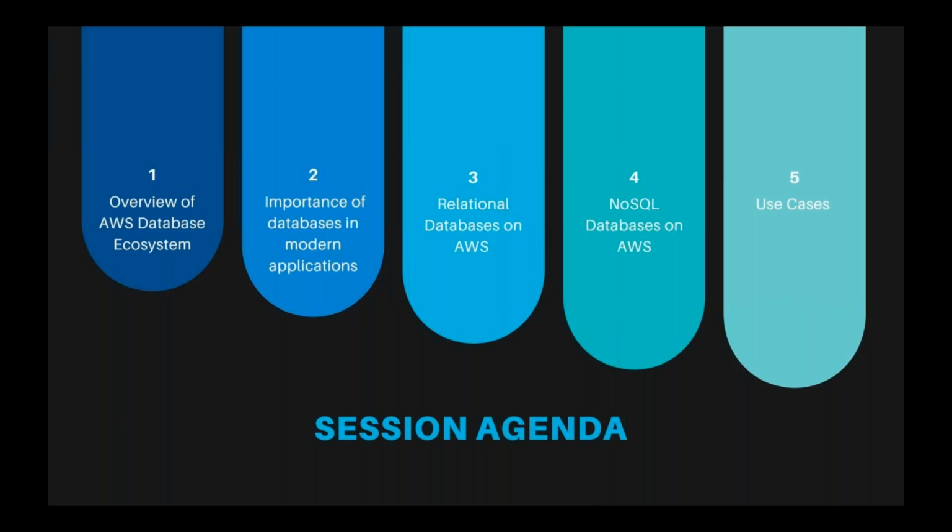Let's move ahead. Let us look at the agenda first for today. Firstly, we will be overviewing the AWS database ecosystem: what database offerings does AWS have for all of its clients. Next, we'll understand the importance of databases in modern applications. Why should we have databases in our infrastructure? Next, we'll have a deep understanding of relational databases on AWS, NoSQL databases on AWS, and some of the use cases.